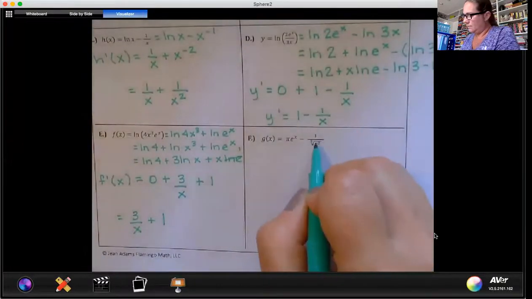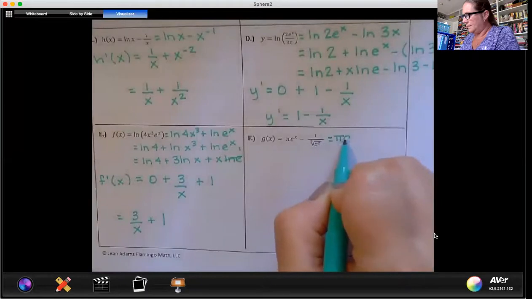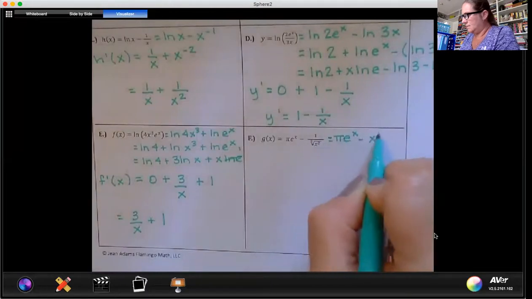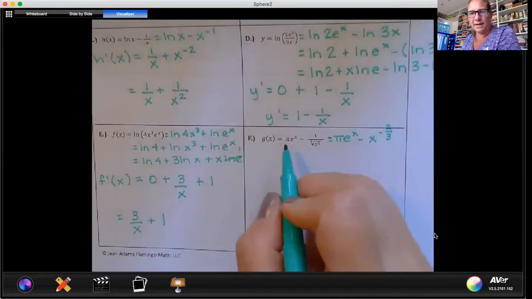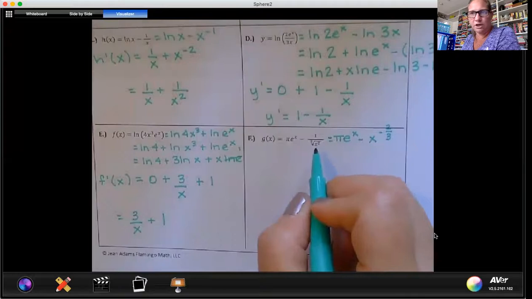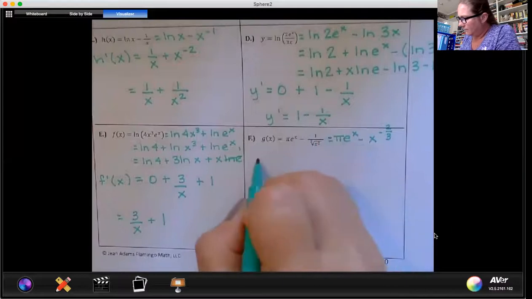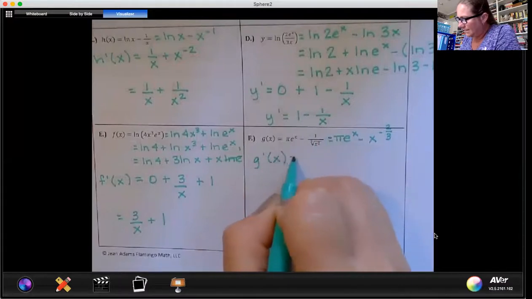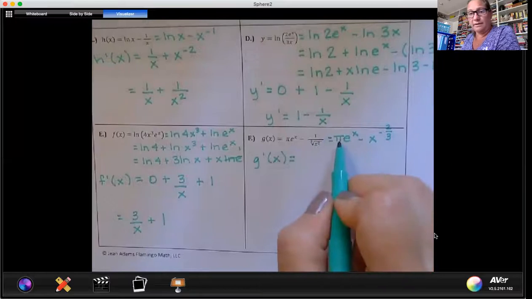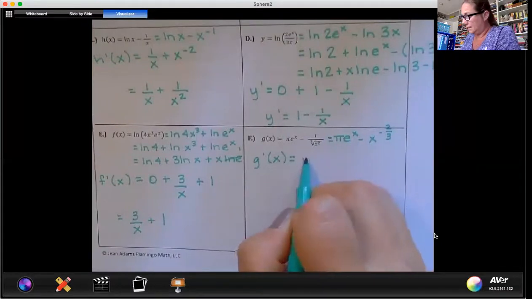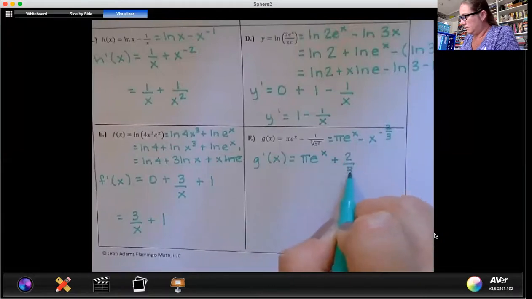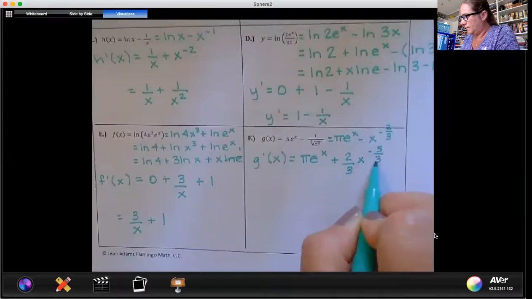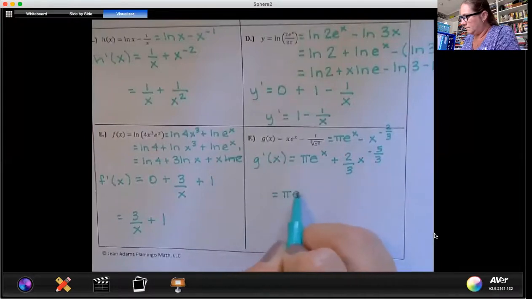Rewrite in part F for your second piece: pi e to the x minus x to the negative 2/3. Just because your derivative looks kind of funny and it has pi and e to the x and a cube root in it, you don't do things any differently. So now we're ready for our derivative, g prime of x. Remember, pi is a number. So the derivative of pi e to the x is pi e to the x. Bring down, minus 1, and evaluate that negative exponent.